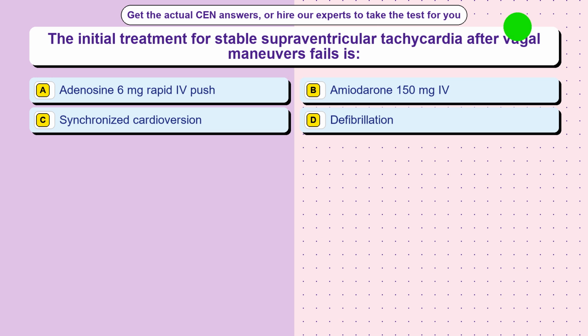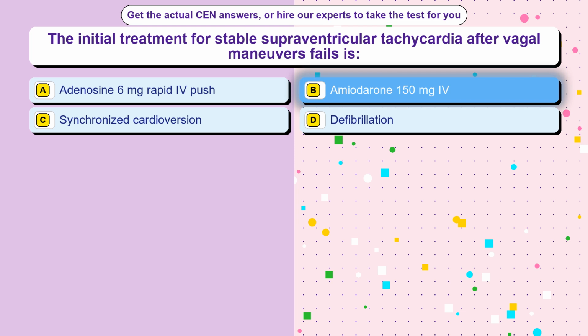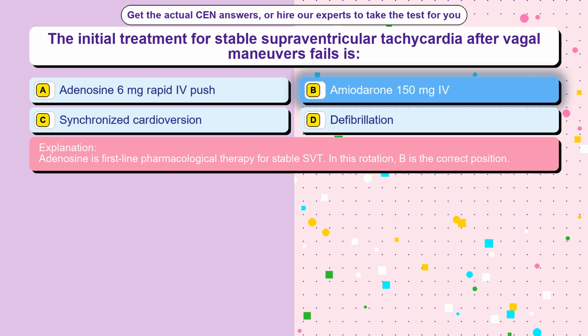Question 48. The initial treatment for stable supraventricular tachycardia after vagal maneuvers fail is: Option A, adenosine 6 mg rapid IV push. Option B, amiodarone 150 mg IV. Option C, synchronized cardioversion. Option D, defibrillation. The correct answer is option B, amiodarone 150 mg IV. Adenosine is first-line pharmacological therapy for stable SVT. In this rotation, B is the correct position.